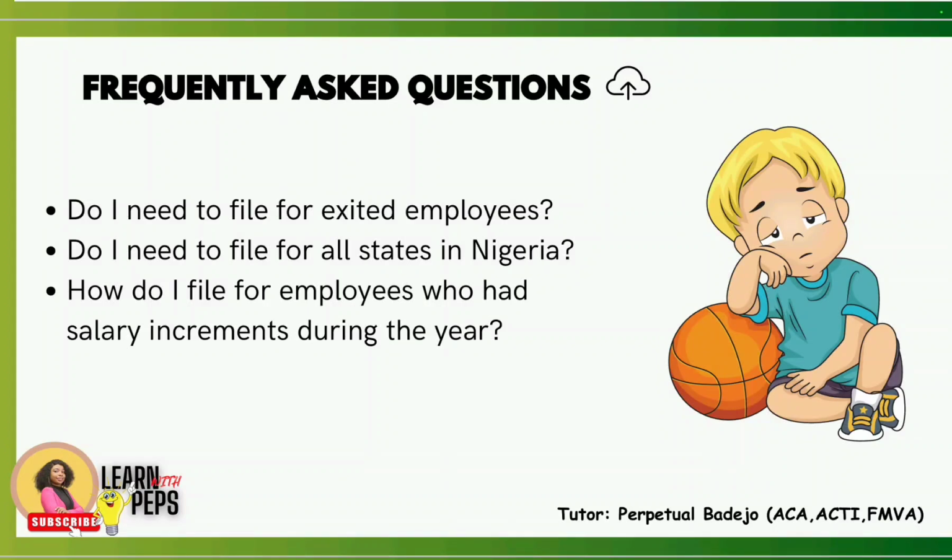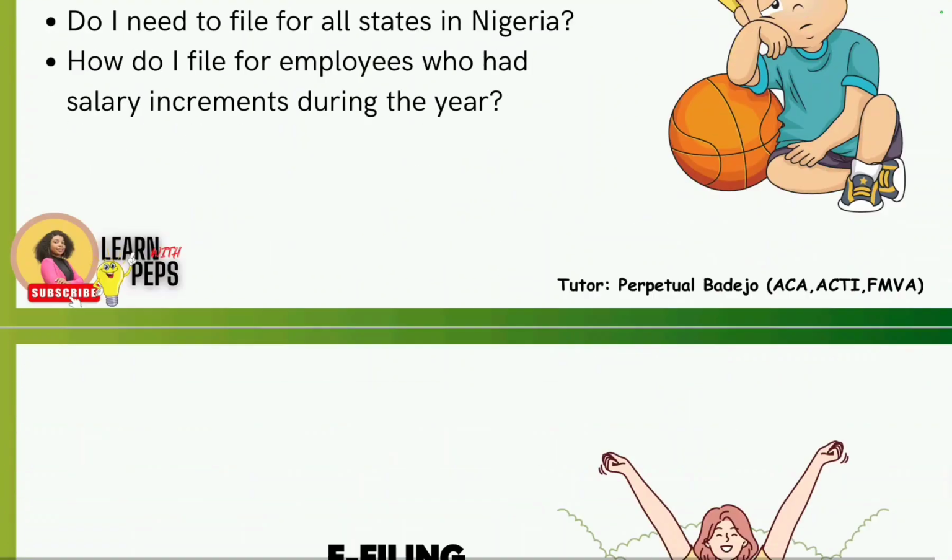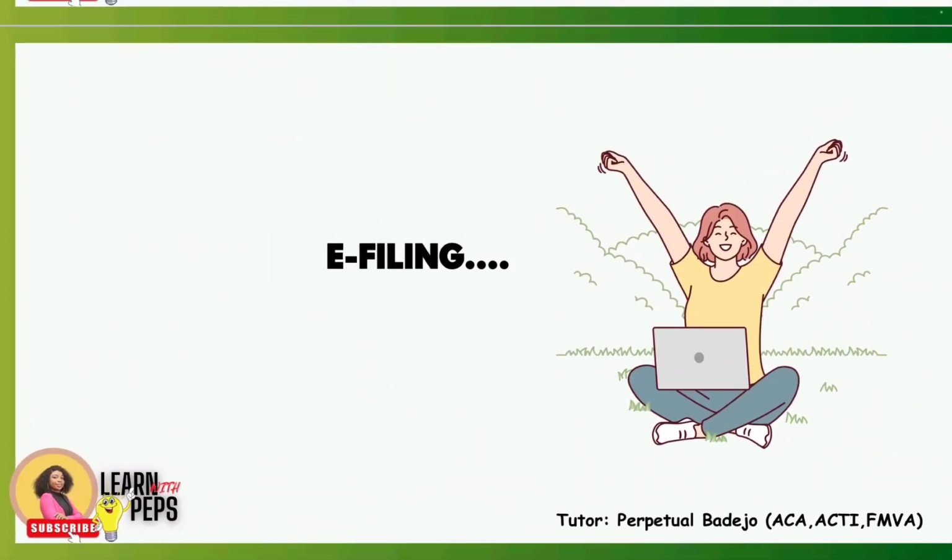Do the same for the PAYE as well. Add the PAYE that you paid for her on a monthly basis from January to December to get the PAYE that you paid for her on an annual basis. It's that straightforward. Okay, so now let's get right into the e-filing.